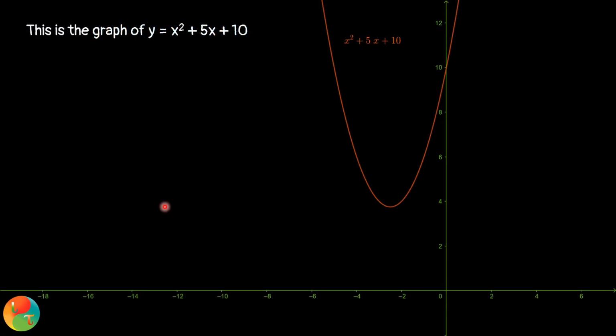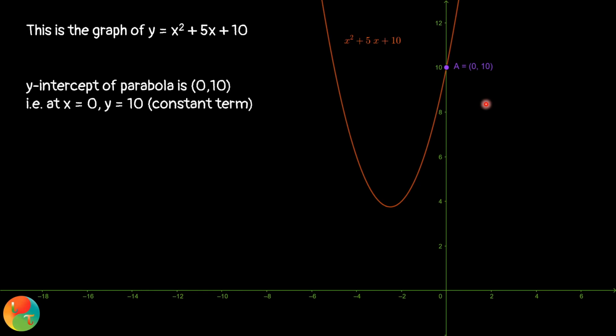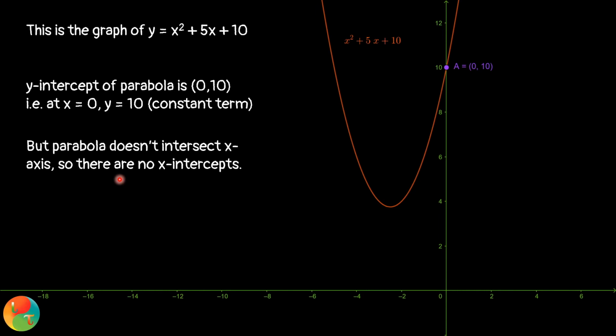For our next example, let us take the graph of y is equal to x square plus 5x plus 10. So you can see over here, this parabola is intersecting y-axis at one point, but there is no point of intersection of this parabola with x-axis. So the point where this parabola is intersecting y-axis is denoted by A, whose coordinates are 0, 10. So y-intercept of this parabola is 0, 10, that is at x is equal to 0, y is equal to 10, that is the constant term. But parabola does not intersect x-axis, so there are no x-intercepts.